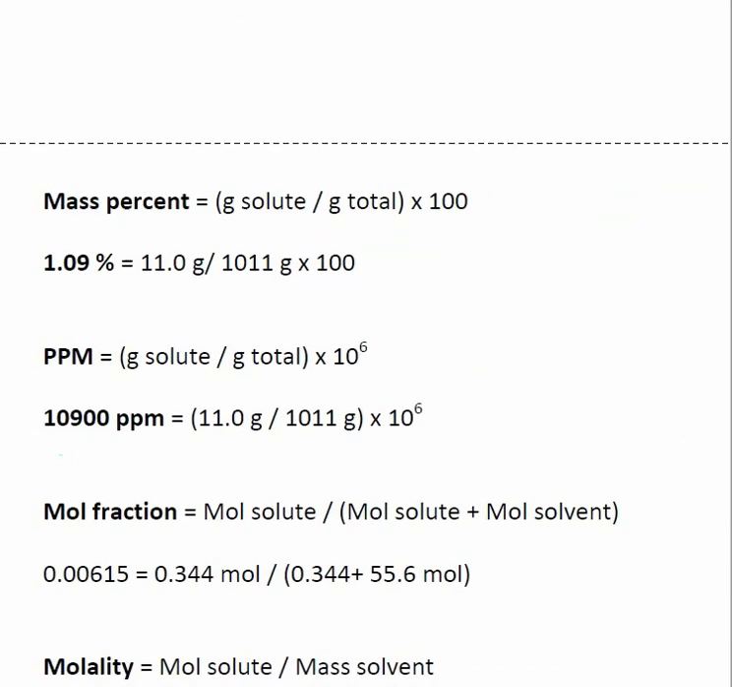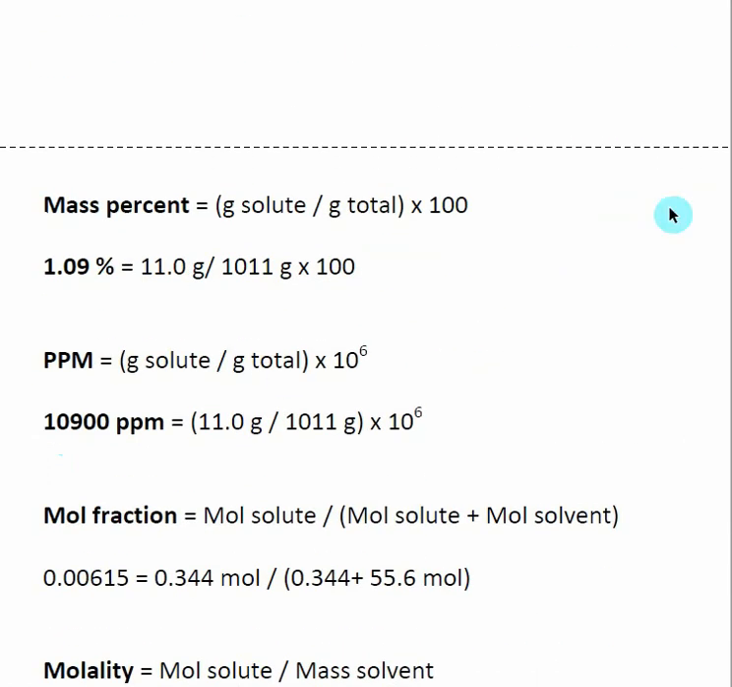With the mass percent, what we're looking at is the grams of the solute divided by grams total. So we had 11 grams of ethanol. We had 1,000 grams of water plus our 11 grams of ethanol. So remember, grams total is the grams of the solute, 11 grams, plus the grams of the solvent, which is 1 kilogram or 1,000 grams of water. So when I do the mass percent, I take 11 and divide it by 1,011. And because we're looking at the mass percent, my multiplication factor is 100. So I get a mass percent of 1.09%.